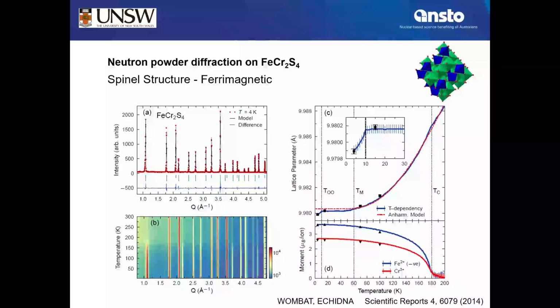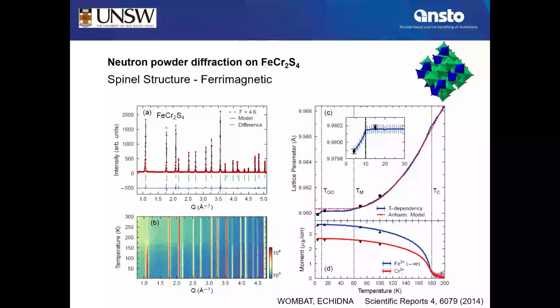Powder neutron diffraction. The upper diffraction pattern is on Echidna. The lower one is the contour map of the intensity obtained on Lombard as a function of temperature.